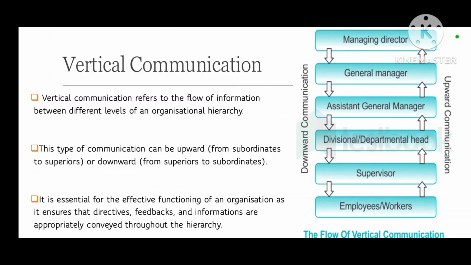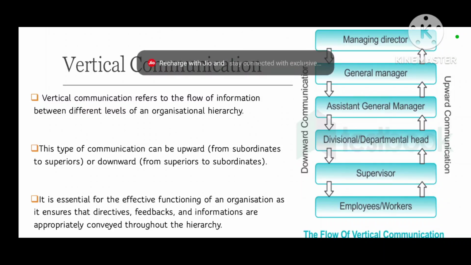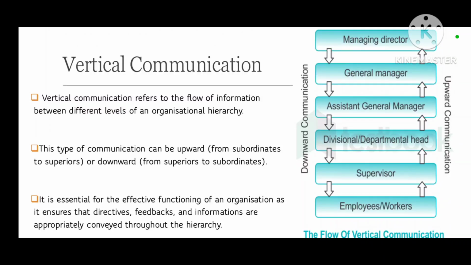In the same manner, the opposite of that is upward communication. Let's say the employees or the workers are having a problem and they want some help, so they cannot directly go to the managing director. They will first try to communicate with the supervisor. The supervisor will take the problem to the departmental head. The departmental head will discuss the same problem with the assistant general manager, then the general manager, and then it will reach the managing director, and then the managing director will try to sort out the problem, or he will give a solution. So this is how upward communication looks, and this is how it takes place in an organization.